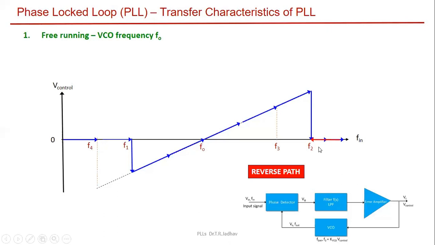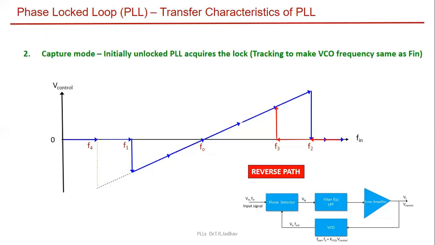First, it always enters into free running mode. Look at this. Still, in the reverse path, the PLL has not started the action. So how long will it wait for capture? It will not start at F2, but it will start at F3. So up to F3, the PLL will still continue in free running mode, and at F3, again it enters into capture.